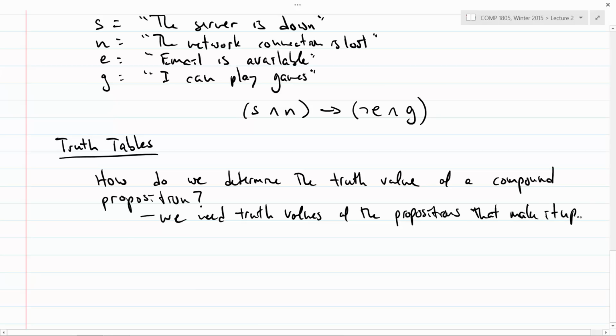Okay? And you might say to yourself, oh, I don't actually know the truth values of some of these things. Right? In the above example, I don't know if the server is down. I'm not sure. So what truth tables do is they present all possibilities to you. So we use truth tables to look at all possible combinations.